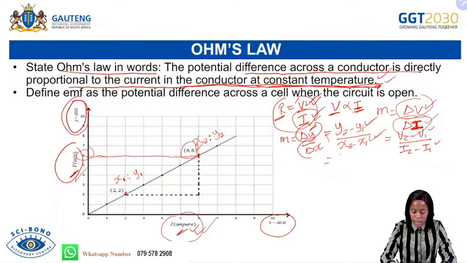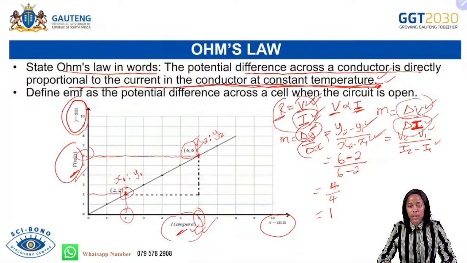It is 6 there. Then we need to identify our y1, and the value there is 2. Then we identify the values for the x-axis. Again, x2 is 6, and the value for our x1 there is 2. So 6 minus 2 gives us 4, and 6 minus 2 gives us another 4. So 4 divided by 4 will give us 1.